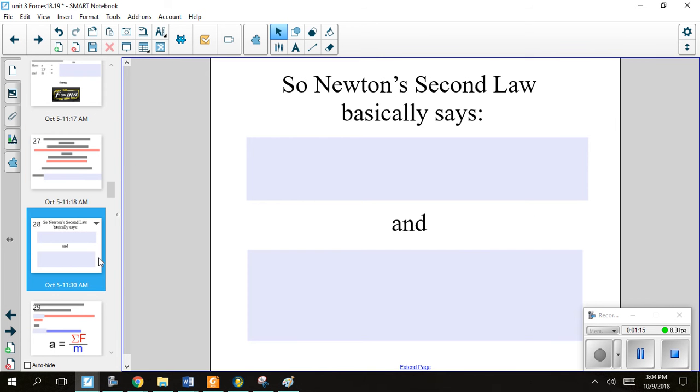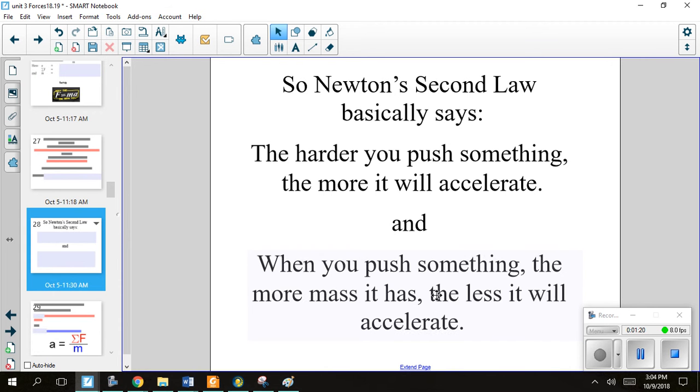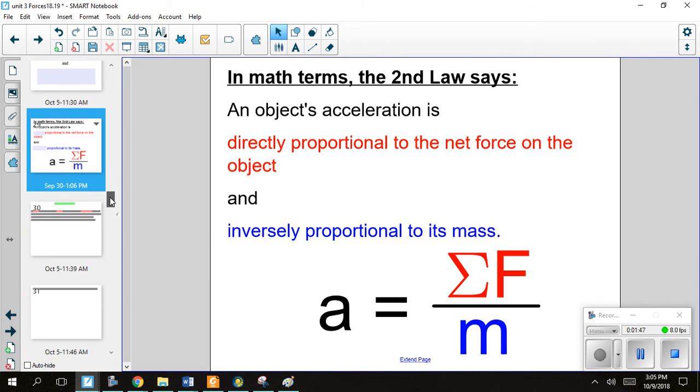Newton's second law basically states the harder you push something, the more it'll accelerate. And when you push something, the more mass it has, the less it will accelerate, kind of like a bowling ball. Acceleration is directly proportional to its net force and inversely proportional to its mass. In other words, force goes up, acceleration goes up. Mass goes up, acceleration goes down, and vice versa.